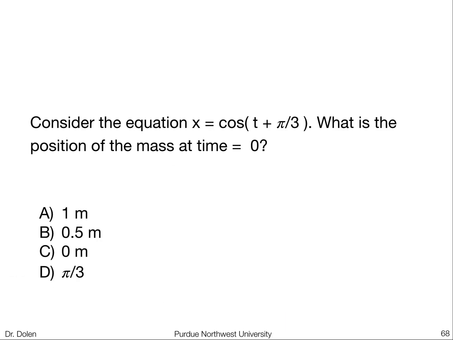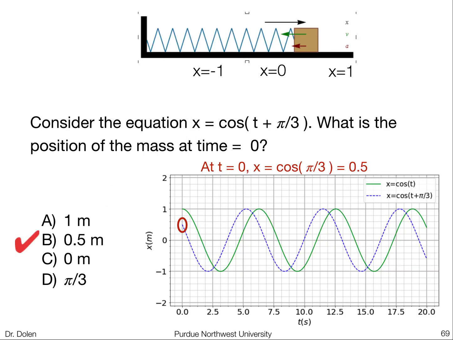Okay. Another question. For this equation, what is the position of the mass at time equals 0? So think about that, and on the next slide, I'll give you the answer. Okay, so what is the position at time equals 0? Well, this is a function that tells me the position at all times, so all I have to do is plug in time equals 0, and it tells me the position. Right, so I plug in time equals 0. Time equals 0, I have x is equal to cosine of pi over 3, and so cosine of pi over 3 I know is equal to 1/2, or 0.5. Okay, so the answer here is B.